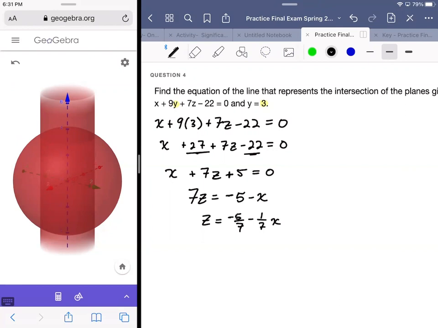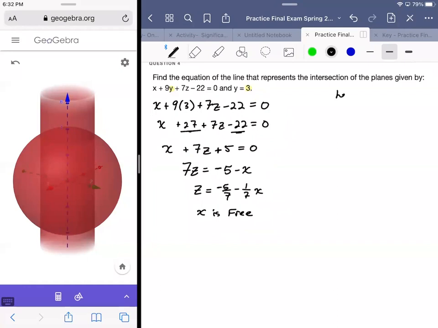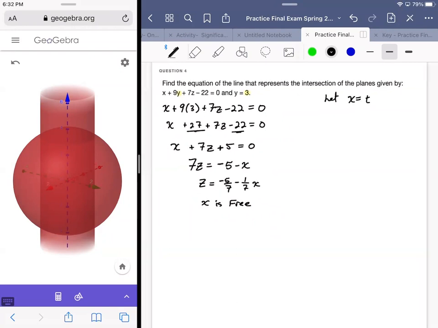All right. So we know y is always 3. That was stated there. X is then the free variable. So we would let x be equal to t and define this as a linear parametric equation in terms of t. We could write it as f of t, r of t, whatever you want. It's a vector valued function. I'll call it f of t.